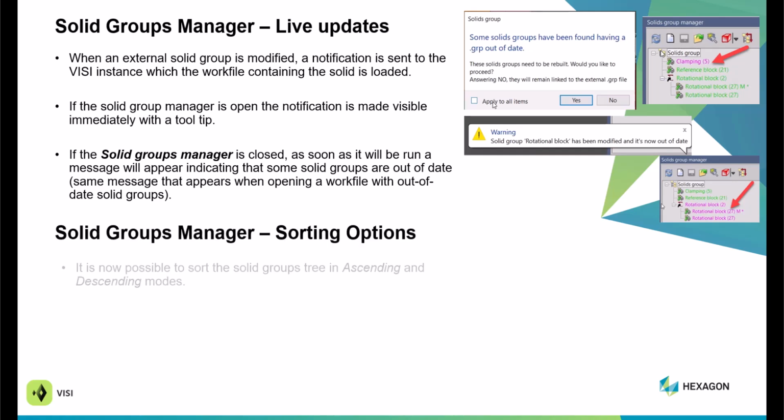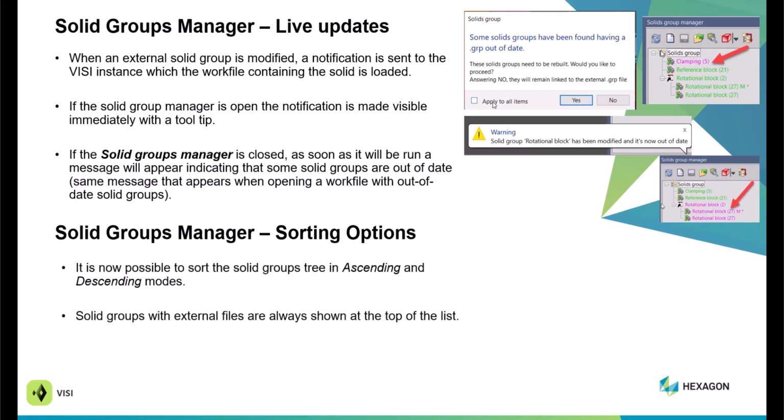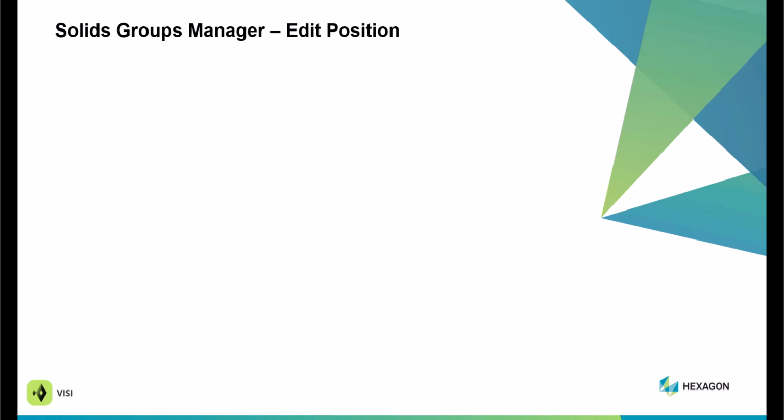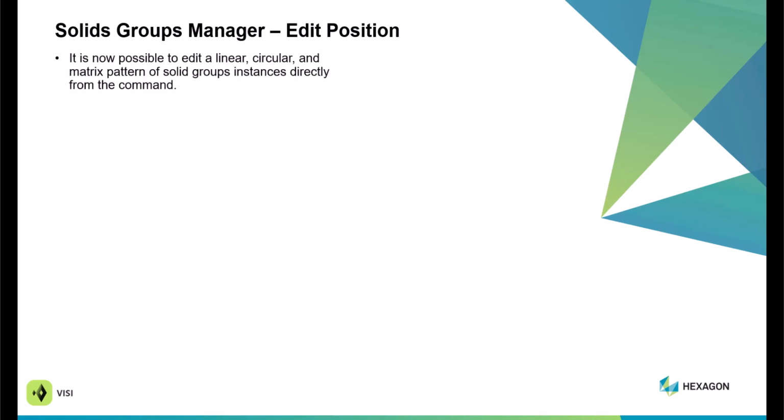Solid Group Manager sorting options. It is now possible to do an ascending and descending mode within Solid Groups. Solid Groups external files will always show up at the top of the list. When you're editing position, it is now possible to edit a linear, circular, and matrix pattern of groups.